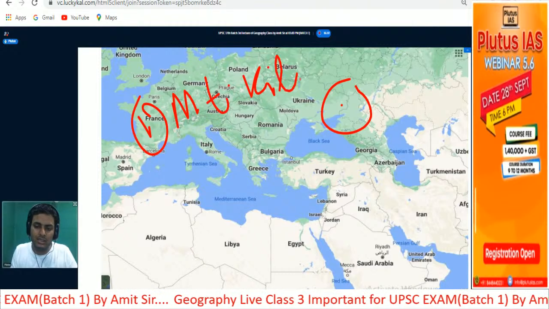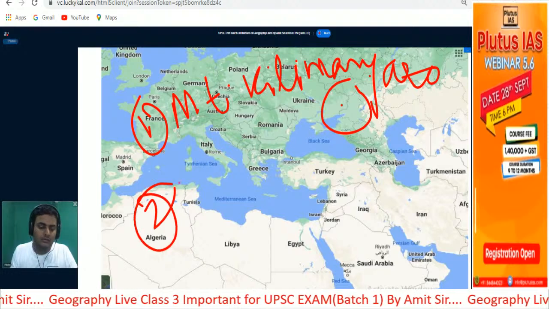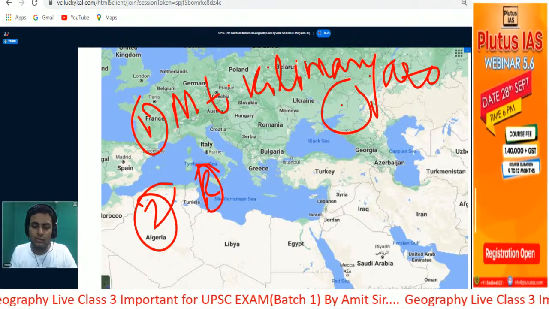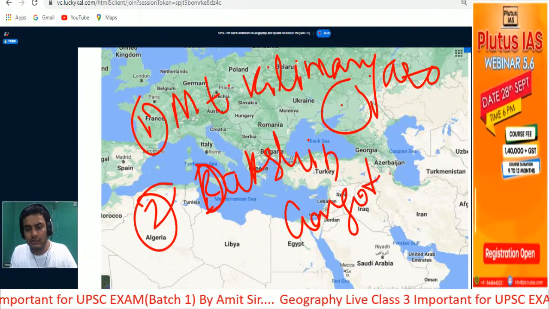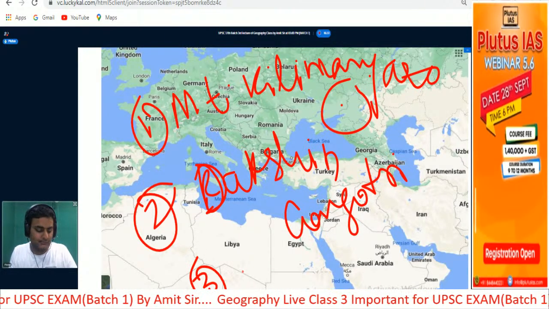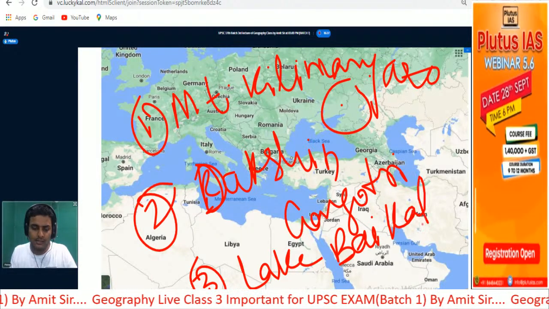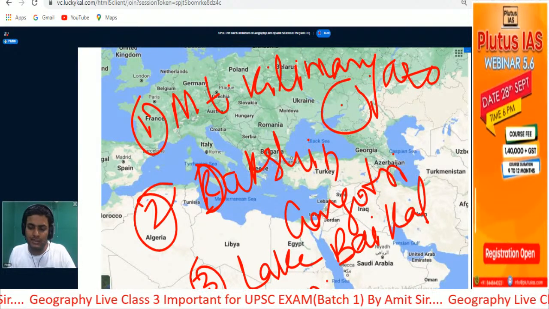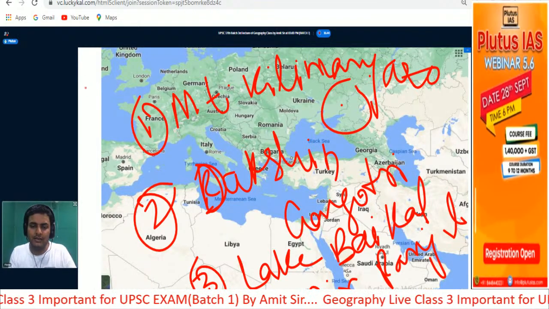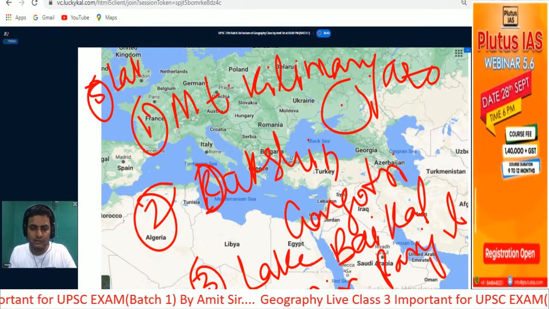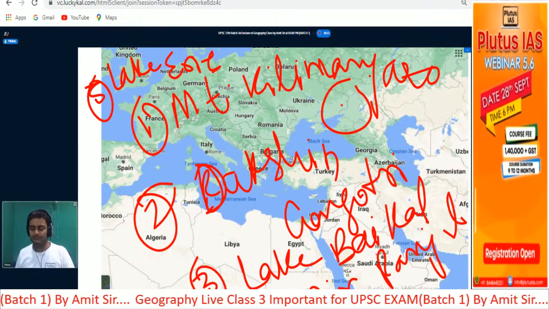Mount Kilimanjaro. You don't have to tell now, you have to tell tomorrow, okay? Mount Kilimanjaro, then Dakshin Gangotri. Then the third one is Lake Baikal. The fourth one is Pir Panjal. And the fifth one is Lake Erie. Is it clear?